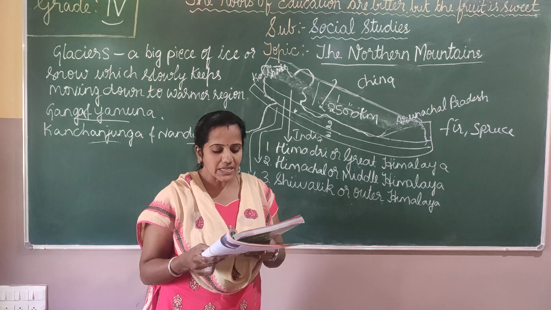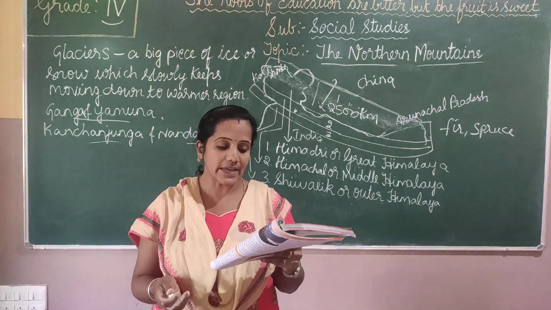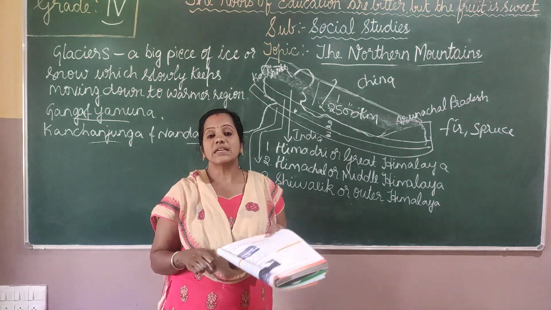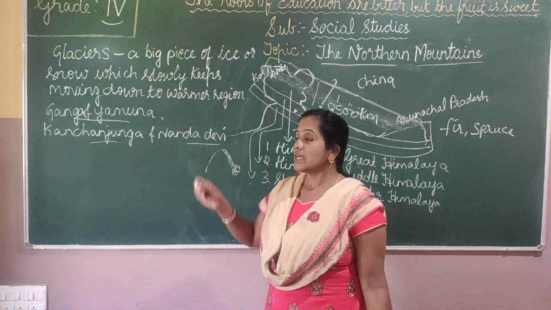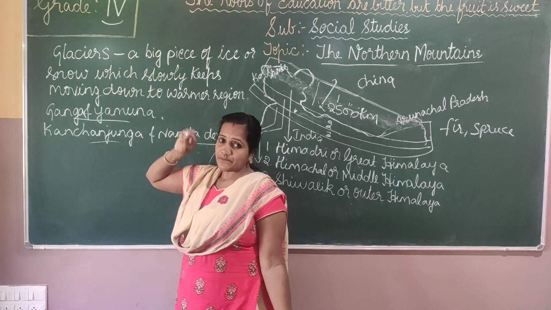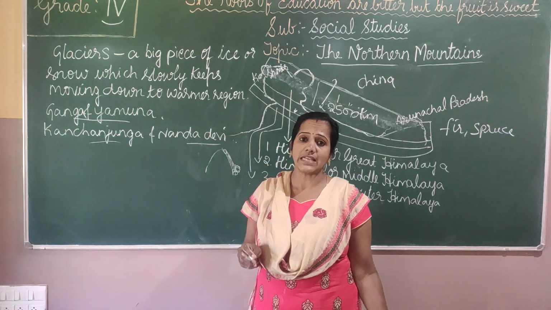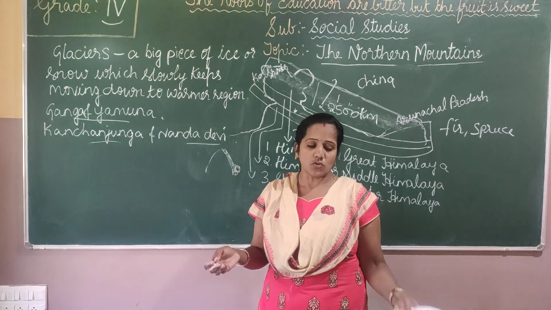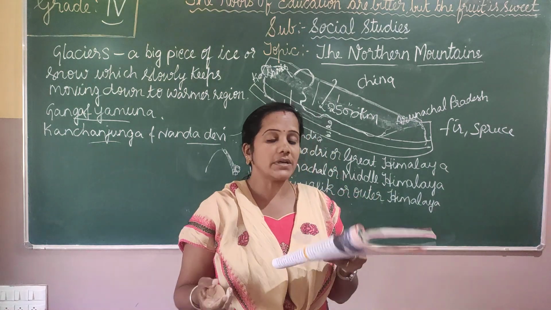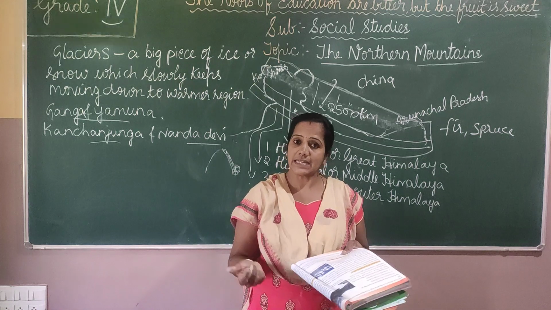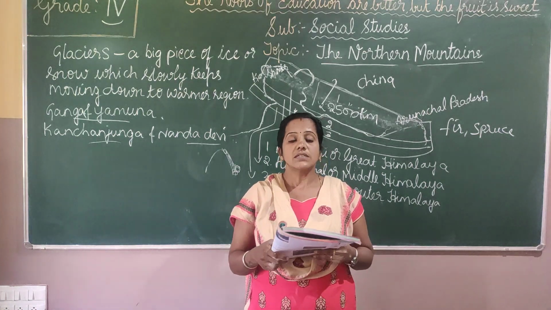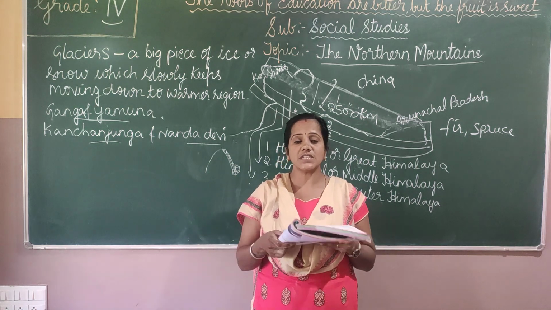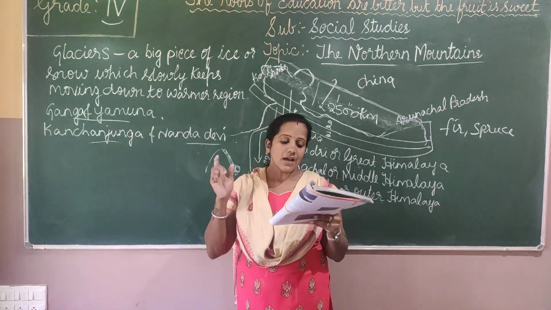Okay, and at some places huge masses of ice, glaciers, move down the mountain slopes. As I told you before, glaciers are huge pieces of ice or snow, so they roll down to the warmer region. Once they reach the warmer region, they melt and create water.